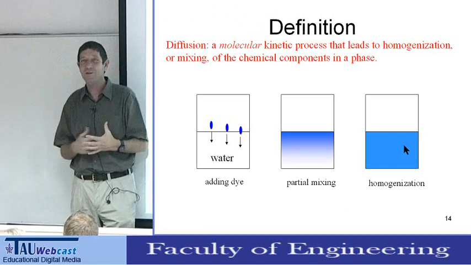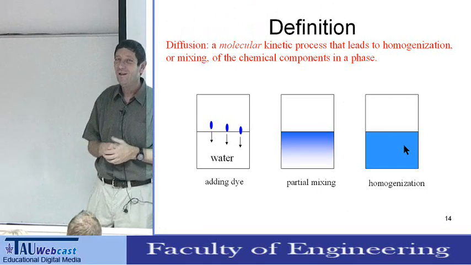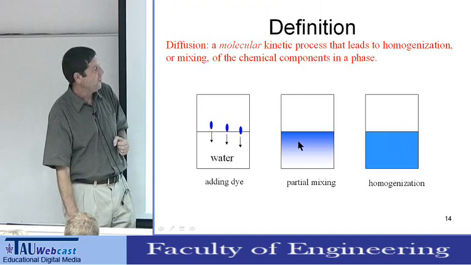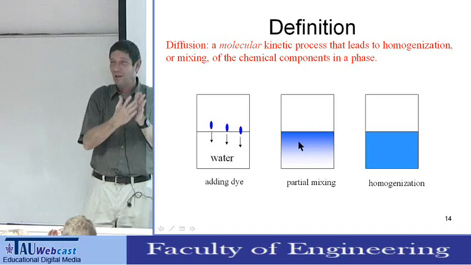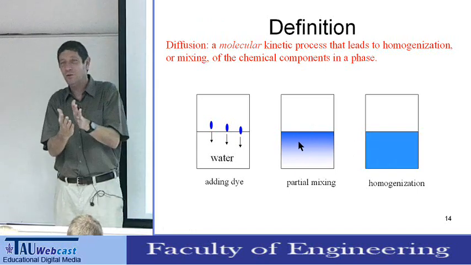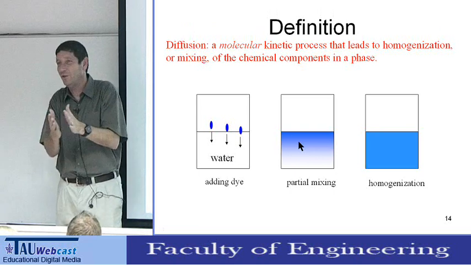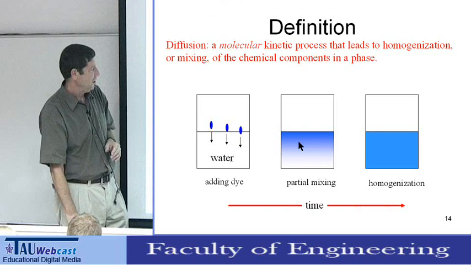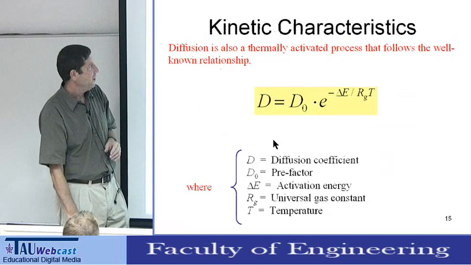In semiconductor technology, we are not dealing with infinite time. We don't get a homogeneous structure. We deal with this type of situation where we have partial mixing. We introduce the dopant next to the surface and it stays next to the surface. We are not dealing with complete homogenization. So this is a function of time.